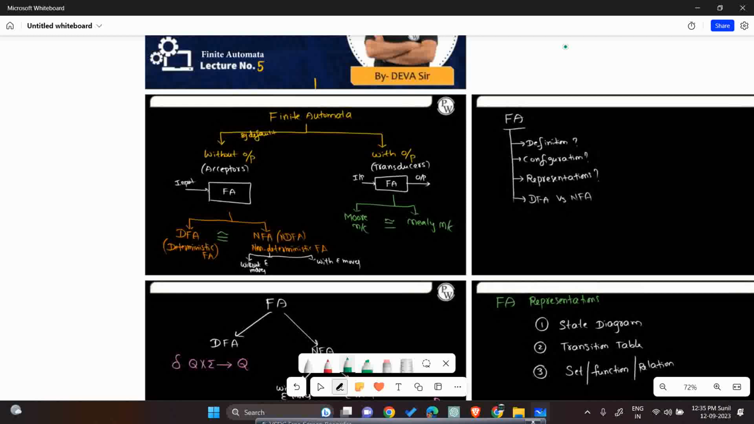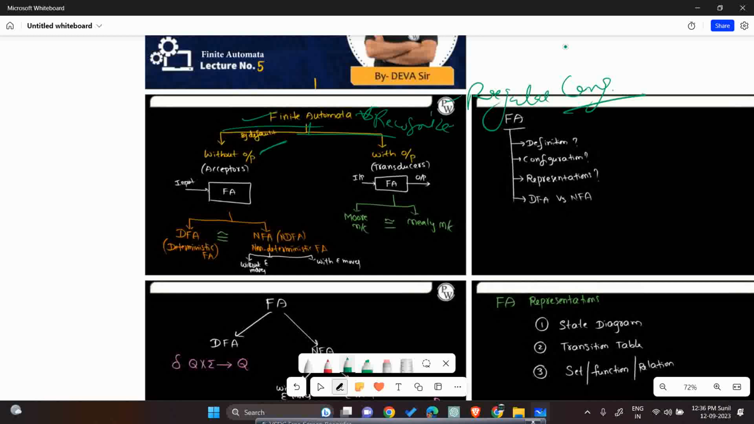What next is, what is finite automata? So finite automata is of two types. Right? It is used to validate, recognize regular language. So these are two types of finite automata.